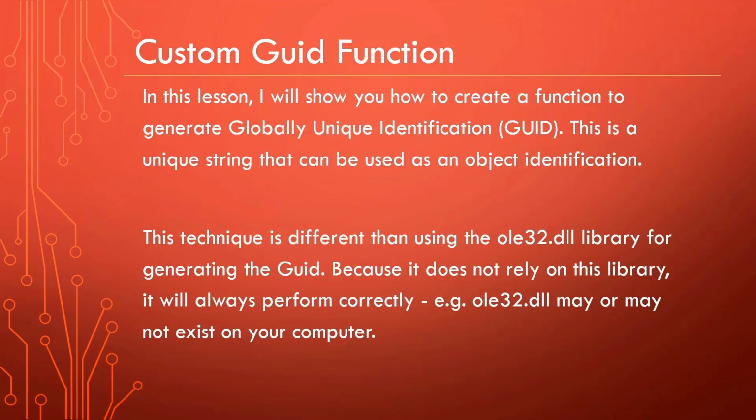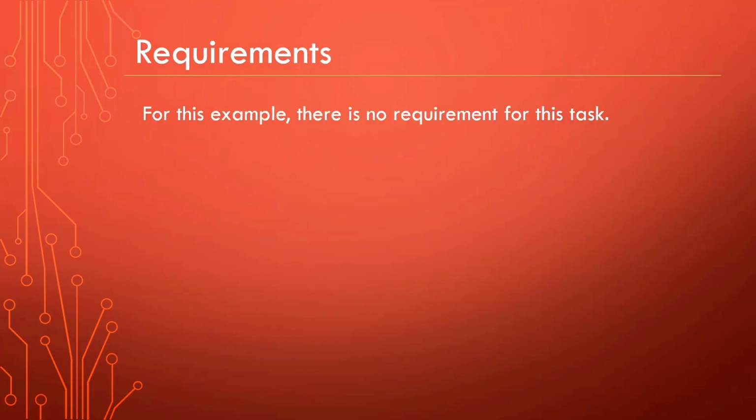In this tutorial, I will show you how to create a function to generate a unique ID, a Guid. This is a unique string that can be used as an object identification. This technique is different than using the old OLE32.DLL library. Because it does not rely on this library, it will always perform correctly. There is no requirement for this task.